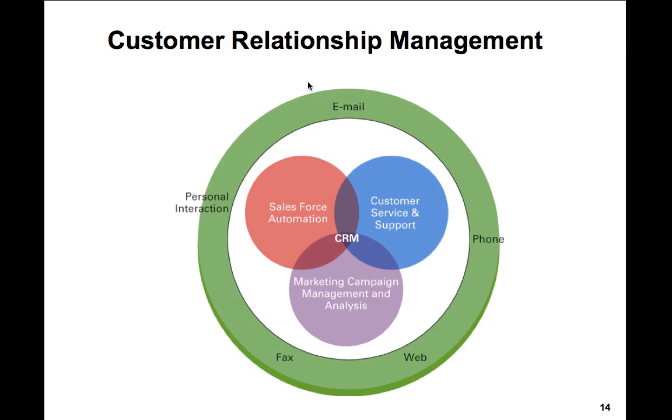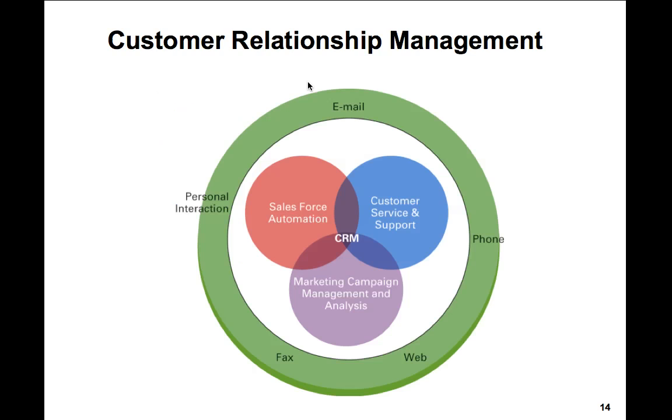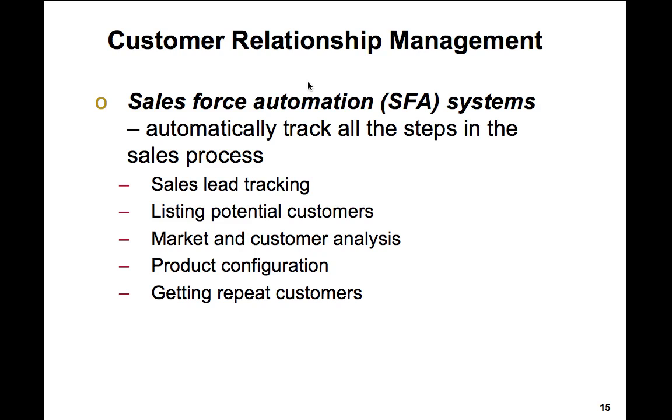And here's kind of the way it works. We have email, phone, fax, the web, personal interaction. We have Salesforce automation, customer service and support, marketing campaigns, and CRM is kind of written in the middle. It's kind of like a combination of all of those different channels. It's supposed to be a circle on your slide that looks like an oval. It's a circle. Doesn't really matter. But, all right, let me talk about Salesforce automation a little bit, because I can probably get through customer relationship management. I believe that might be a good stopping point after this lecture.